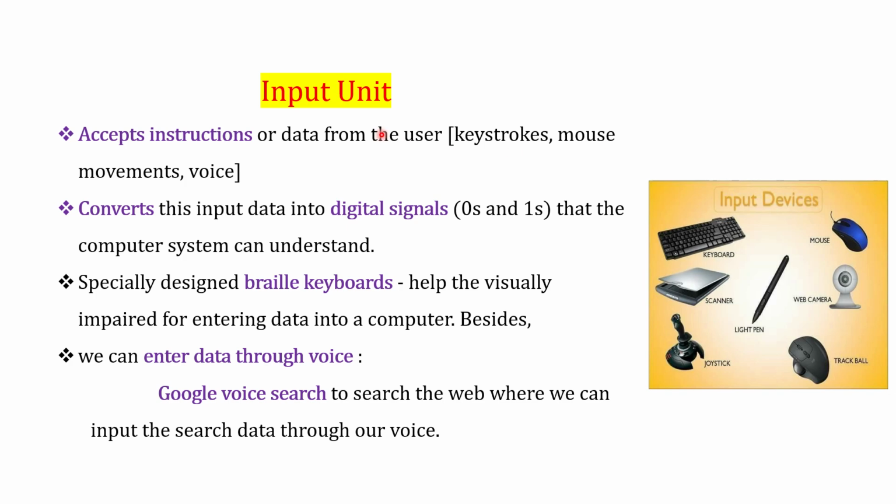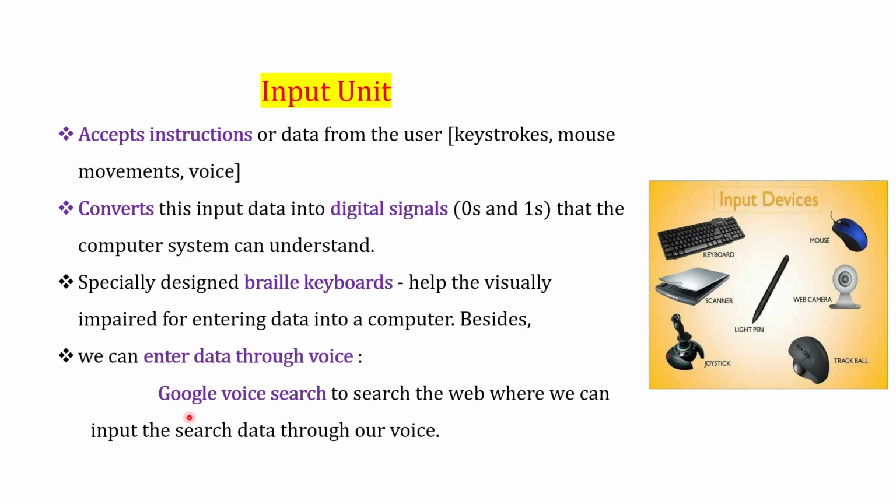The input unit. The function of the input unit is to accept the instructions or the data from the user. The instructions can be given through keystrokes, mouse movements, or voice. Again, the input unit converts this input data into digital signals like zeros and ones so that the computer system can understand. Nowadays there are specially designed braille keyboards which are helpful for the visually impaired for entering data into a computer. And also now we can enter data through voice.